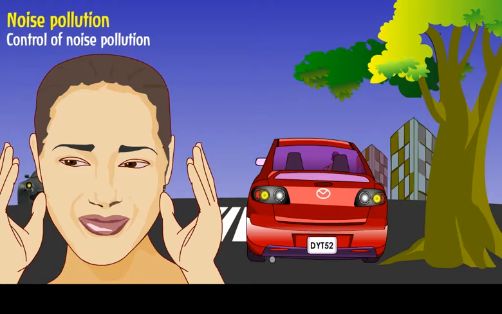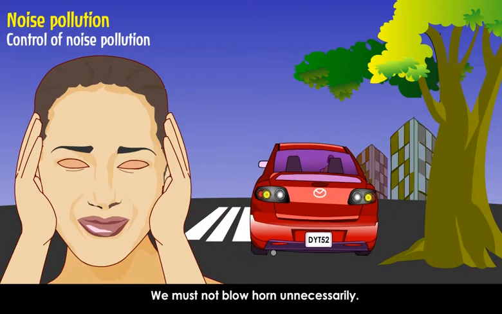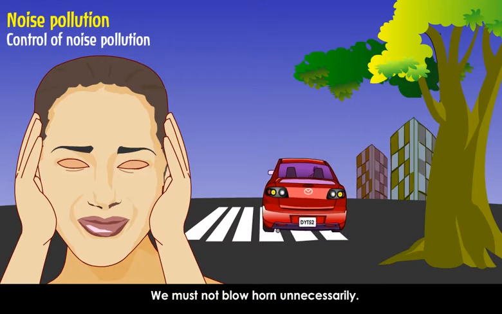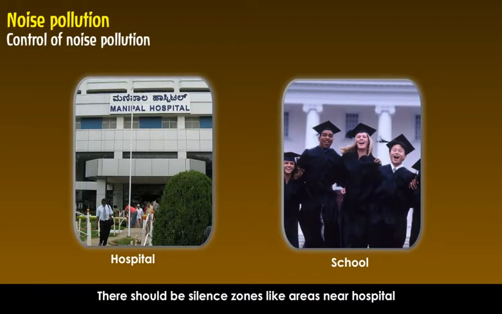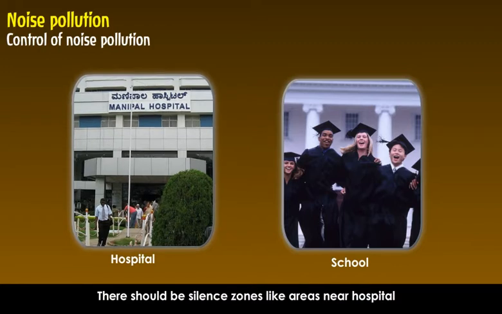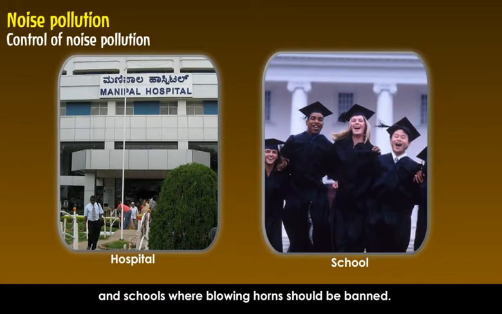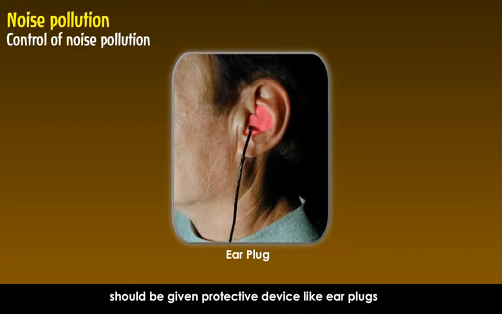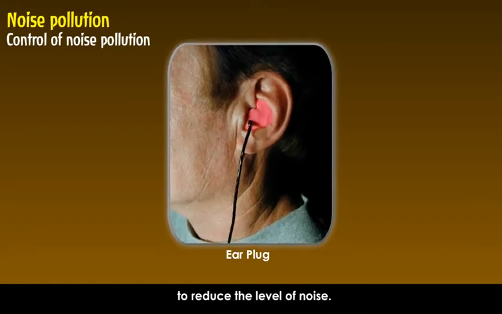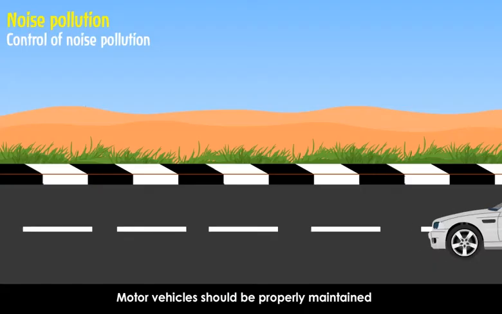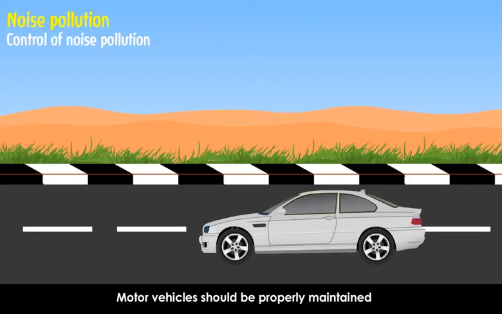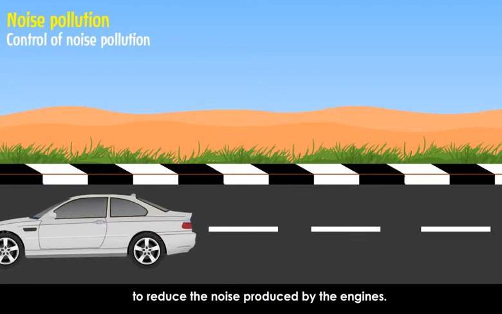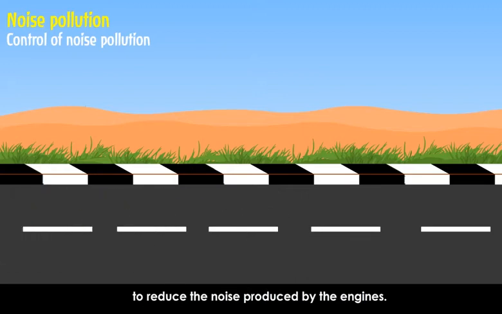Control of noise pollution. We must not blow horns unnecessarily. There should be silence zones like areas near hospitals and schools where blowing horns should be banned. Workers working in high noise areas should be given protective devices like earplugs to reduce the level of noise. Motor vehicles should be properly maintained to reduce the noise produced by the engines.